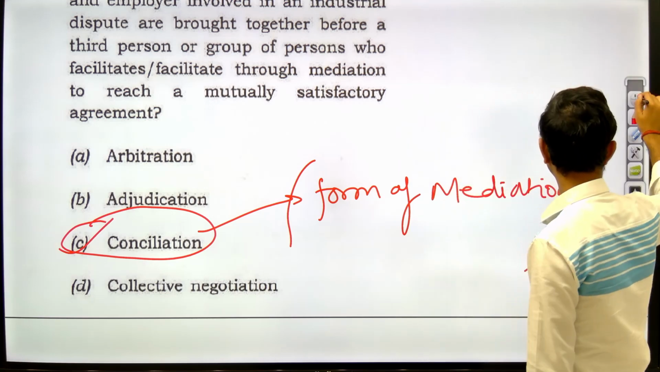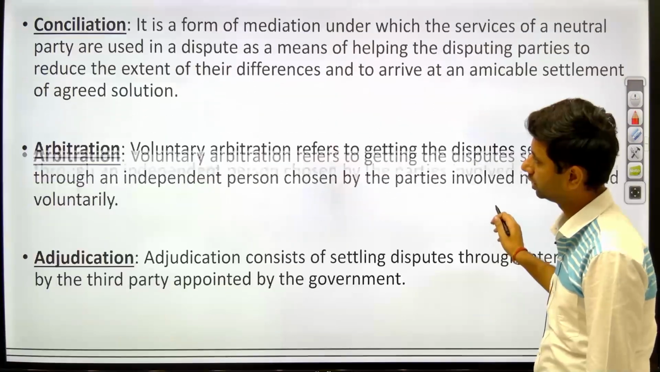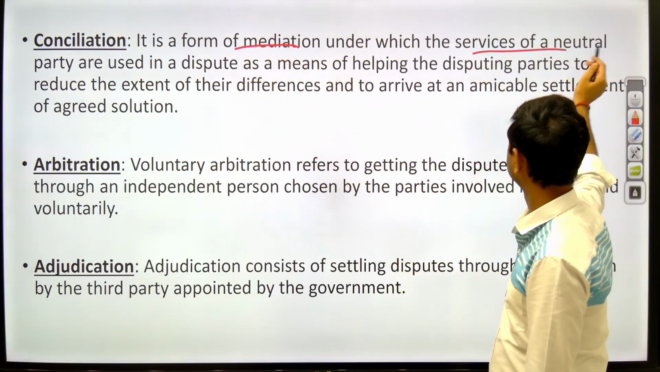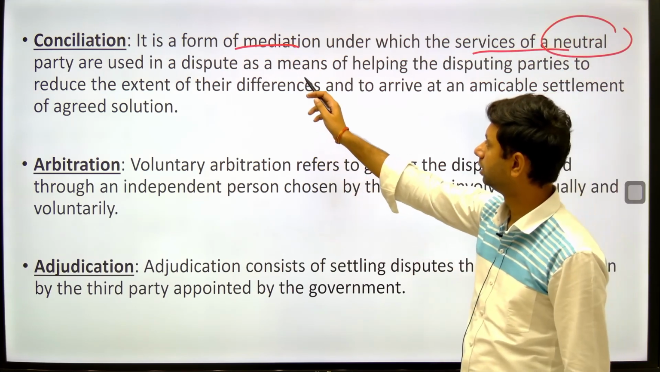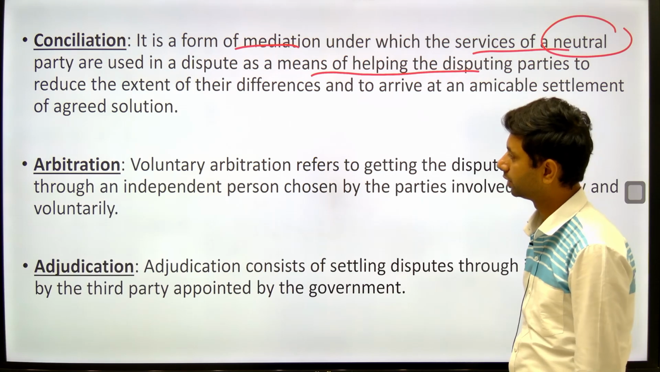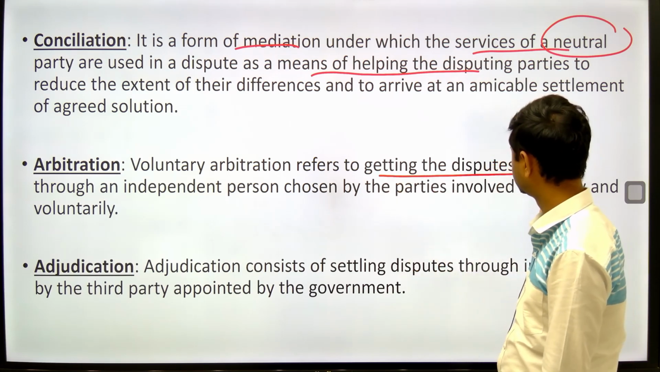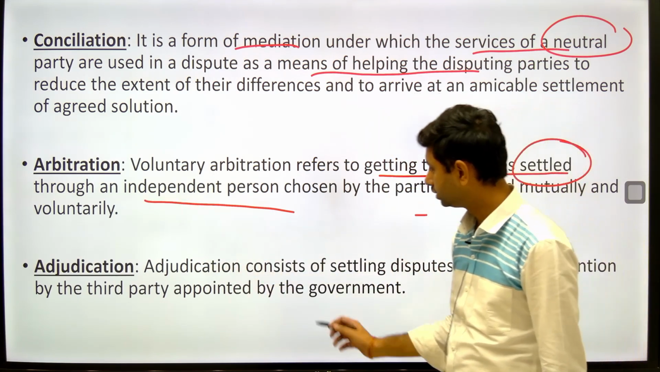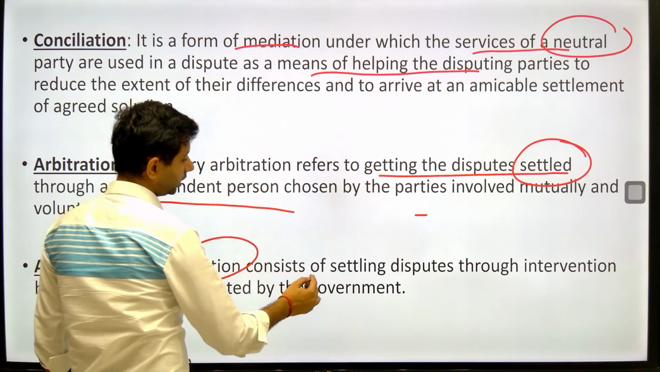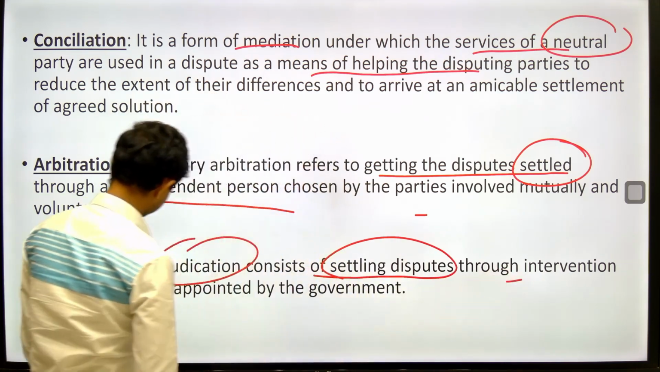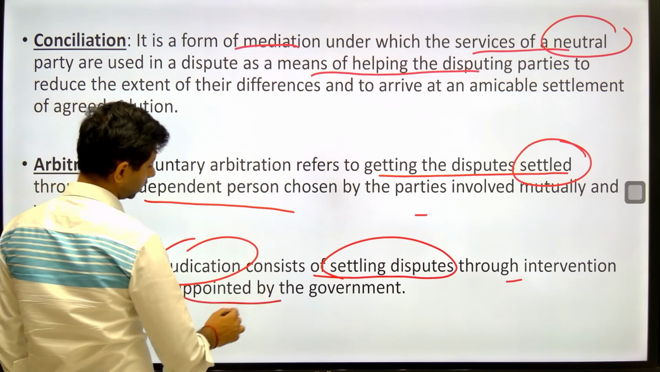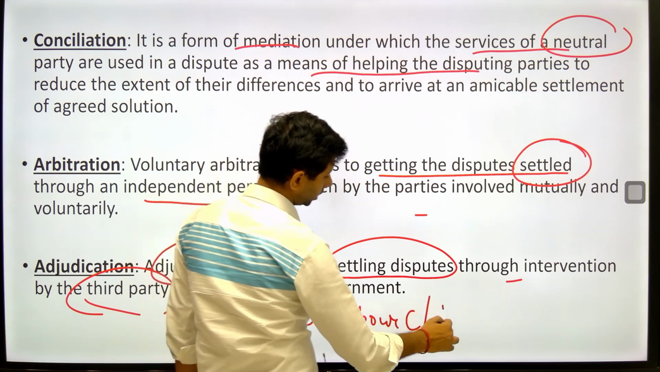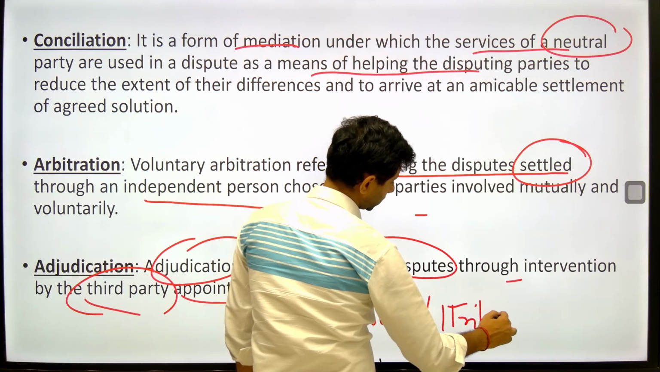I hope this is understandable for you. So these are the definitions. Conciliation is a form of mediation under which the services of a neutral person are used as a means of helping the disputing parties. In arbitration, the dispute is settled through an independent person chosen by both. Adjudication is settling disputes through intervention by a third party appointed by the government, and these bodies include labor courts or industrial tribunals.